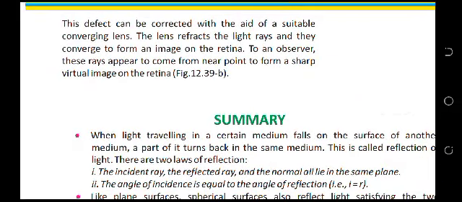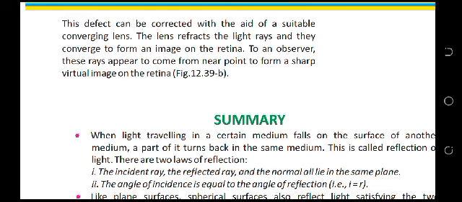This defect can be corrected with the aid of a suitable converging lens. The lens refracts the light rays and they converge to form an image on the retina. To an observer, these rays appear to come from a near point to form a sharp visual image on the retina.